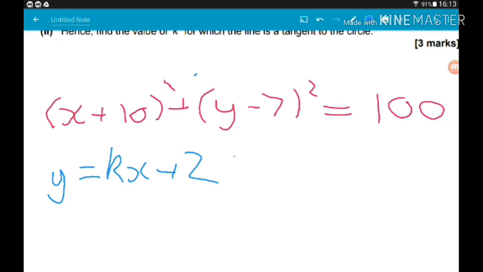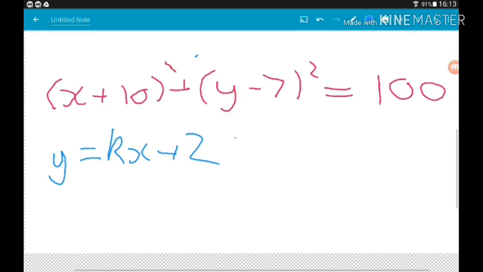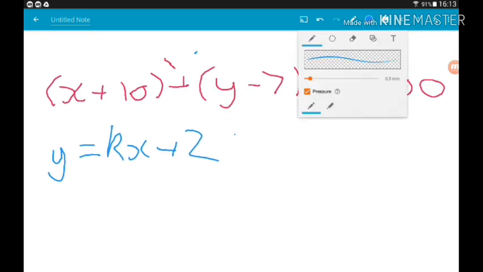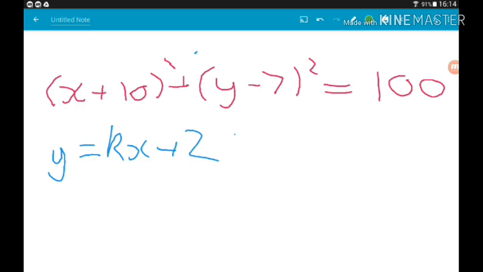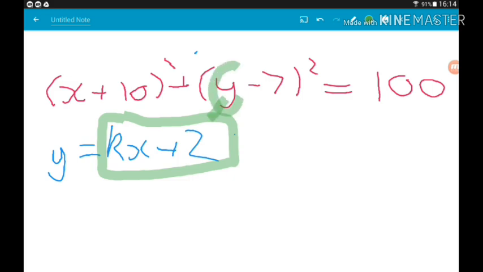So the line equation is telling us that y is equal to kx plus 2. So what we're going to do is substitute that into the circle equation, expand and simplify. Let's just try and make it clear what we're doing. We are now using y equals kx plus 2. So where we've got this y here, we're going to put in kx plus 2.